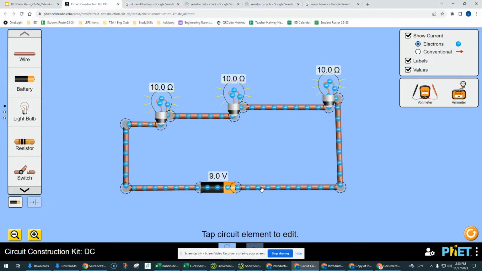You have to follow them single file, no passing. So that's what this series circuit is like. It's like a single file line where there's no passing allowed. You're just stuck in line waiting.